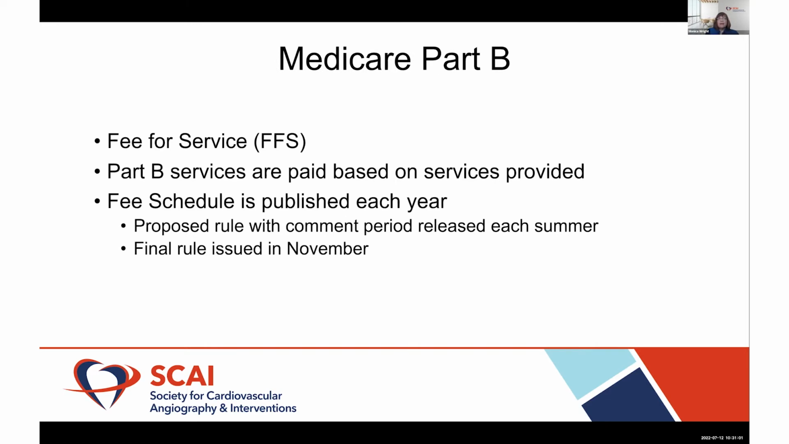Medicare Part B is paid on a fee-for-service basis, or a payment is made for each service provided. The Medicare Physician Fee Schedule, which sets the payment rates, is published yearly. The proposed rule is released in the summer and includes information on all of the potential policy changes, as well as the yearly conversion factor, which is used to determine the payment rate. CMS accepts comments on the rule for 60 days. After reviewing public comments, CMS issues the final rule in November of each year.